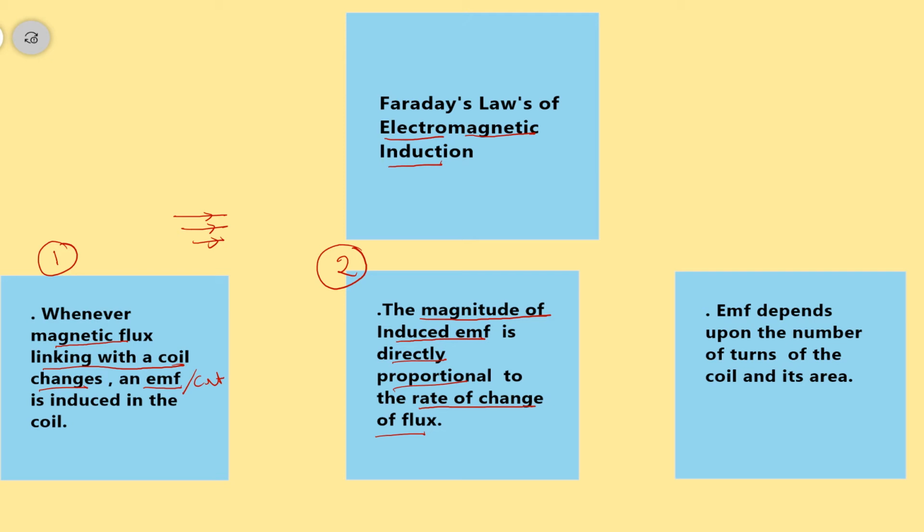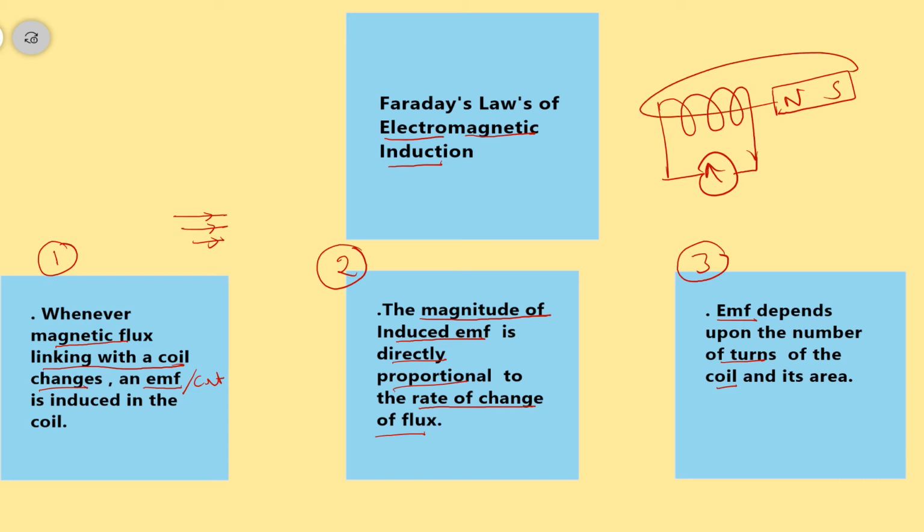And the third law of Faraday related to electromagnetic induction is that the EMF or induced current depends upon the number of turns of the coil. That means if there are more turns which stand in a disturbed field or which cut the field lines of a permanent magnet. That is why straight conductors are not taken, coils are taken. More number of turns of the coil cuts or disturbs the field of a magnet, and then more induced current will be produced in the coil.